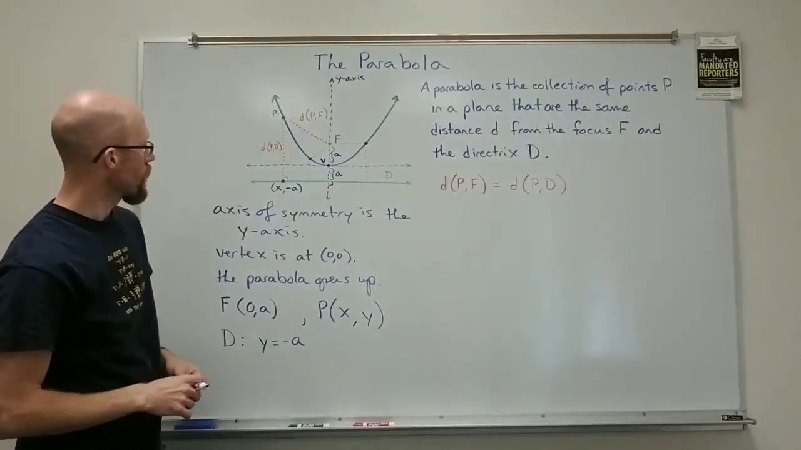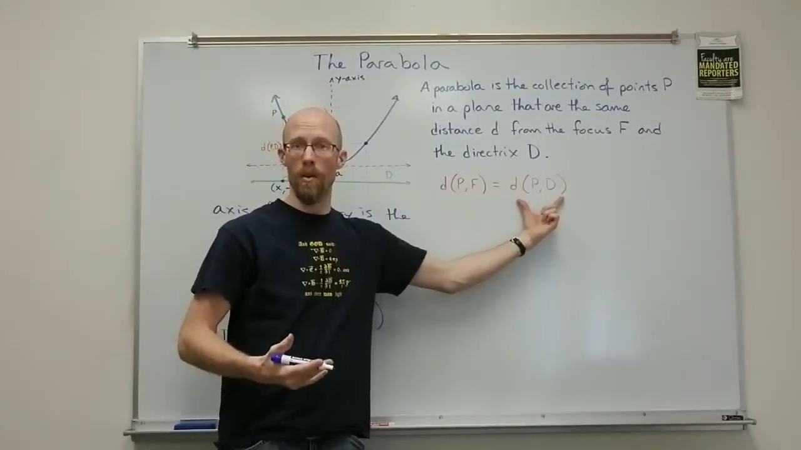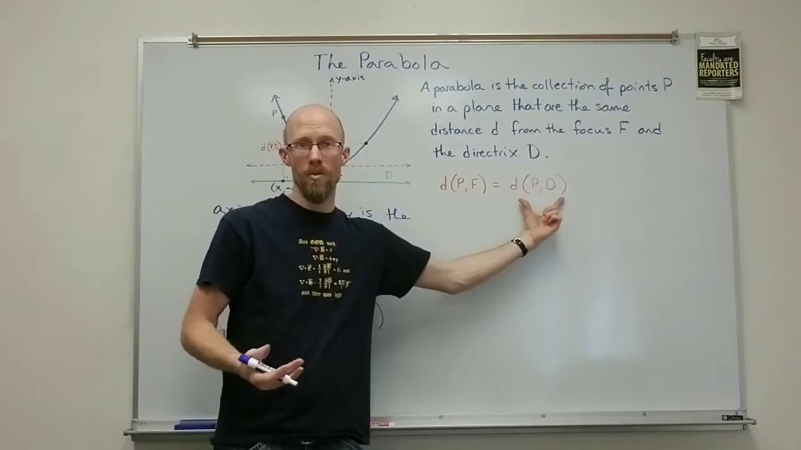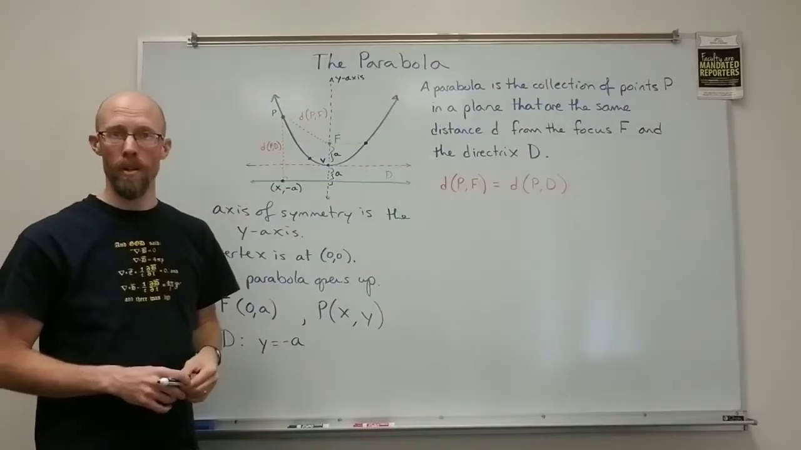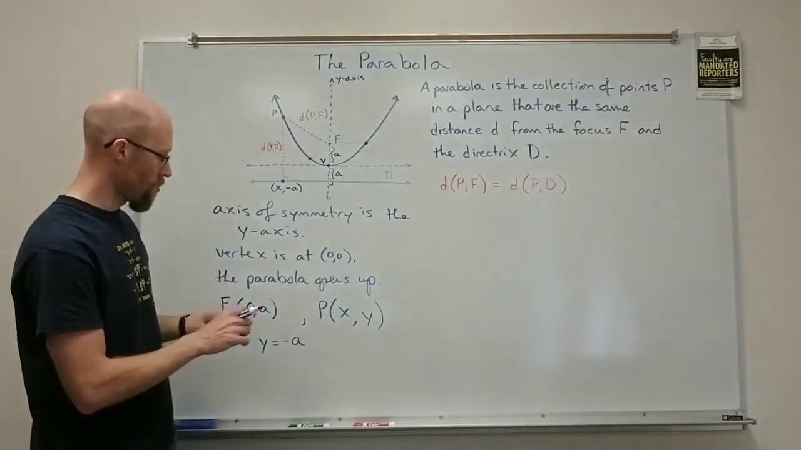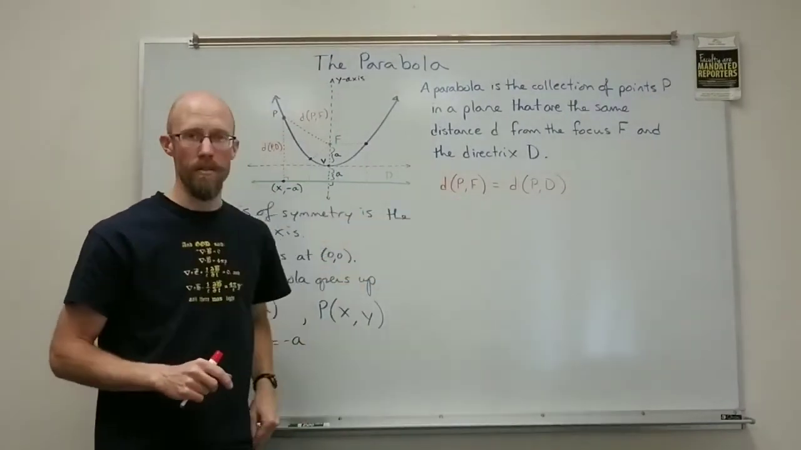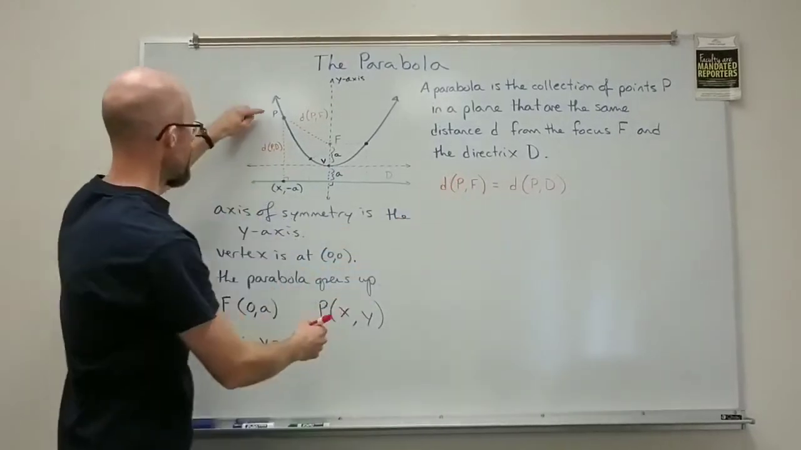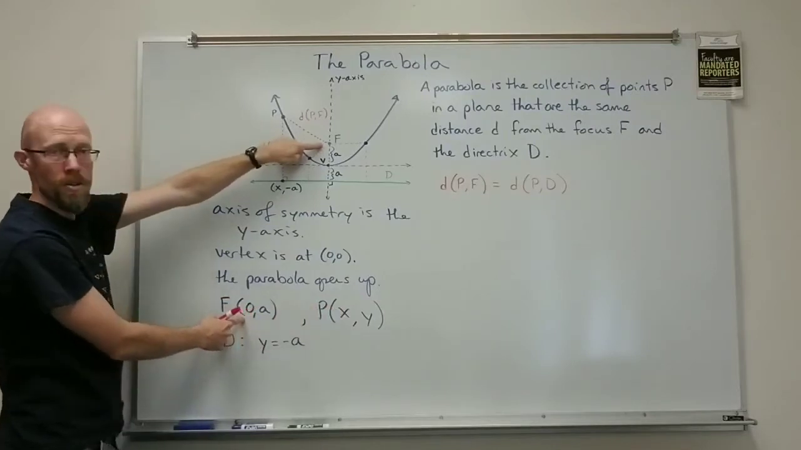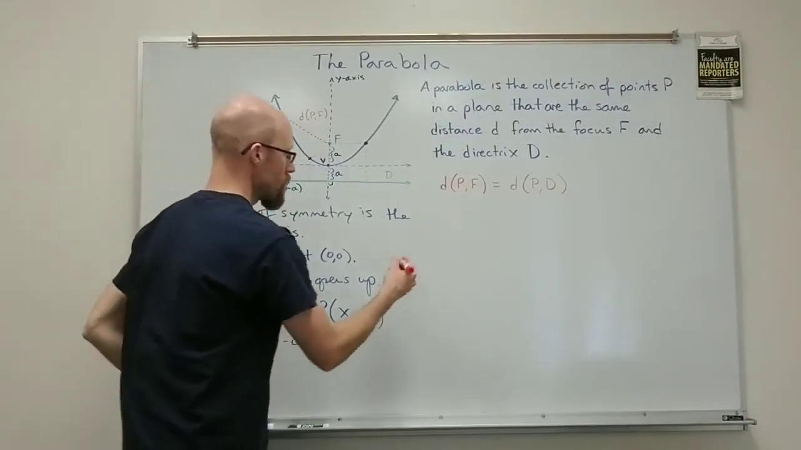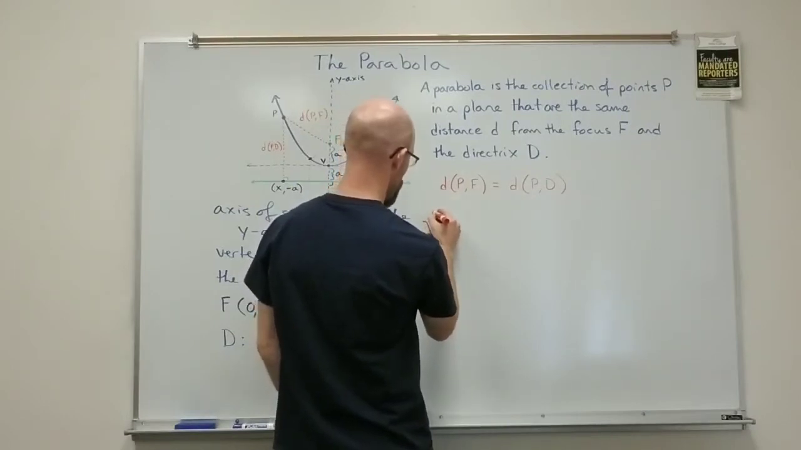And so I can find these two distances, or at least algebraic representations for those distances, using the distance formula and the corresponding ordered pairs for the points that I have up here. So let's go ahead and try that. Let's look at the distance between P and F. Now the coordinates of point P are x, y. The coordinates of point F are 0, a. And so if I want the distance between them, I use the distance formula, which, if you recall, is a derivative of the Pythagorean theorem.